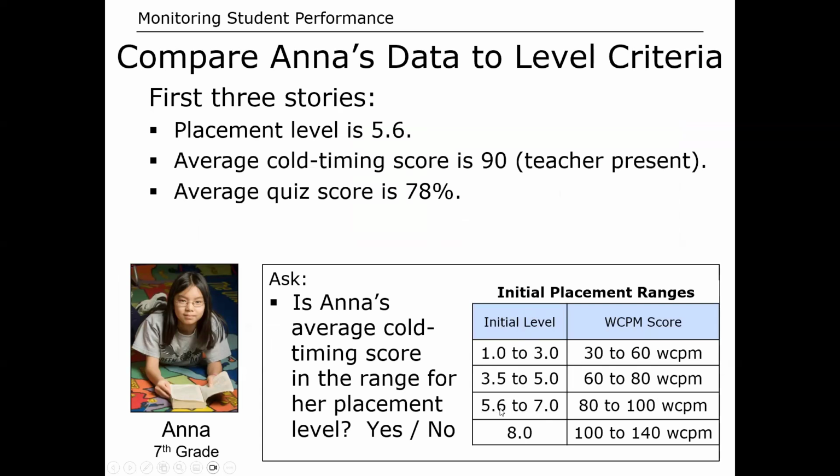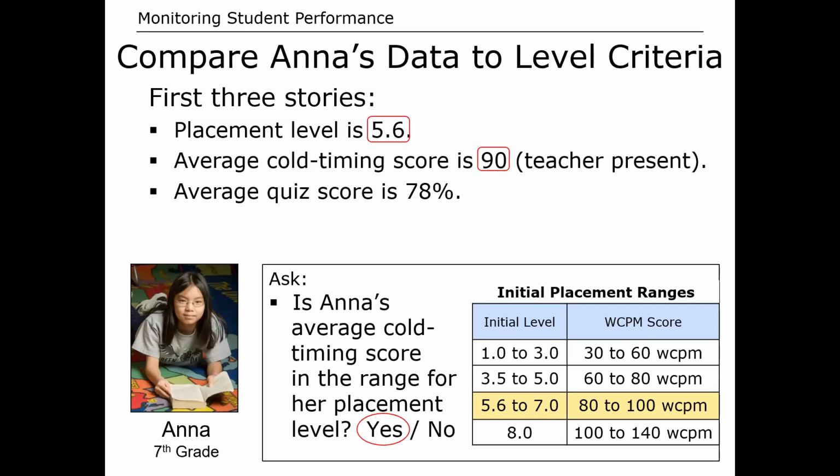Okay. Her average cold timing score is 90. So is her average cold timing score in the range for level 5.6? You bet it is. She's right in the middle. So if this was the information I got on placement day, I would have put her in this level. Because from a fluency standpoint, 5.6 is the right level for Anna to work on in Encore II.